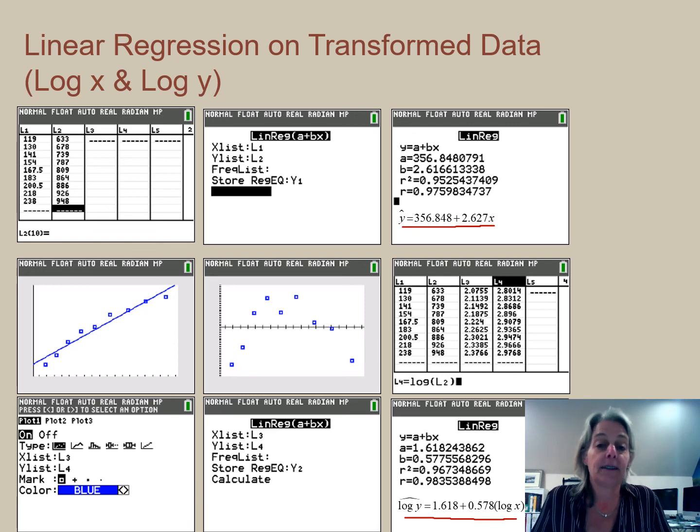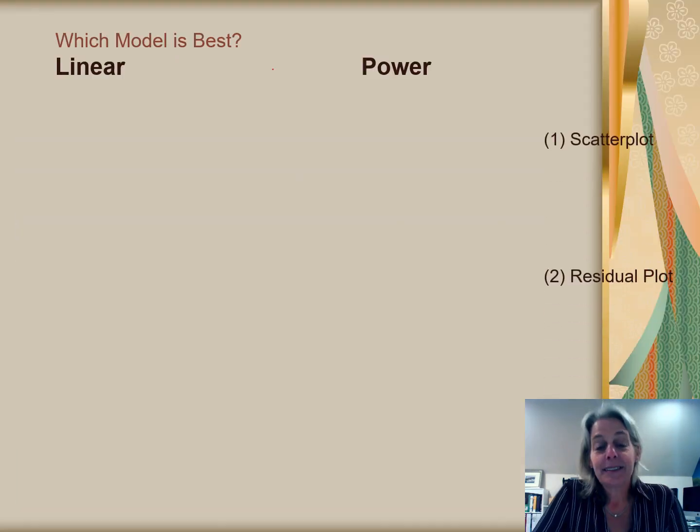And keep in mind now, if you're going to interpret the slope and the y-intercept based on this equation, your transformed data, you're going to have to interpret it relative to the variables that you're using. So the log of x and the log of y in your interpretation as well. So now, once again, we have to decide which model is best.